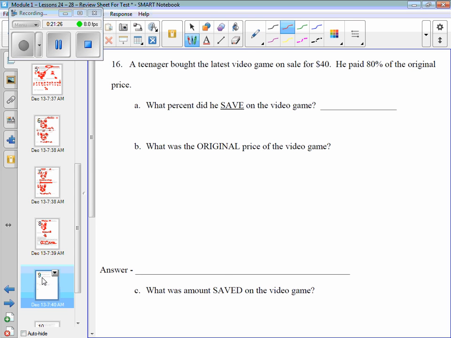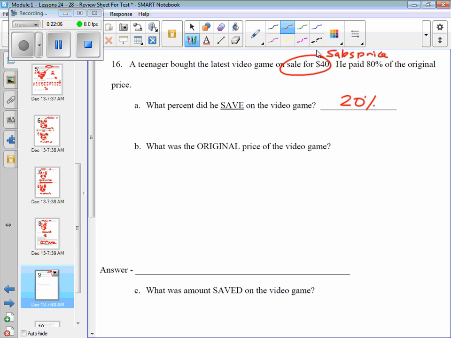The teenager bought the latest video game on sale for $40 and paid 80% of the original price. When we see sale for $40, that becomes the sales price. He paid 80% of the original price. So the percent he saved on the video game is 20%. But as you'll see, we're not going to need that value in this case, because we will have the amount he paid percentage-wise and the actual sale price.